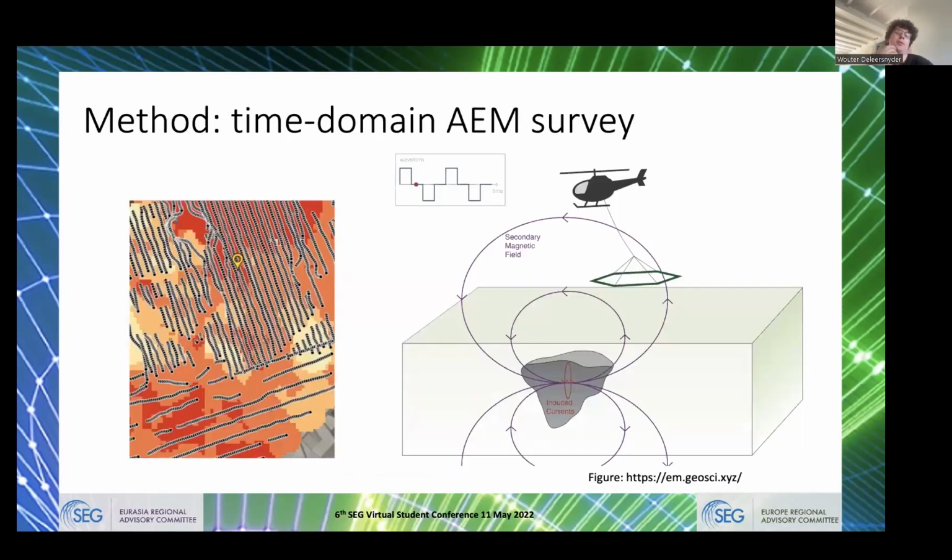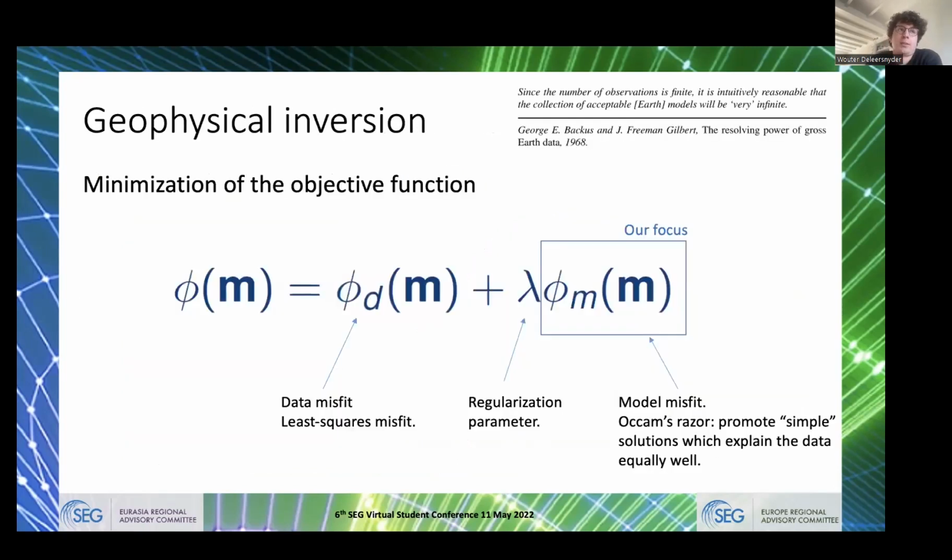So the map was obtained with time domain airborne EM data. A helicopter flew over the polders and emitted the transient magnetic field, and this is sensitive to the electrical conductivities. In turn, the electrical conductivities can be related to the salinity via petrophysical laws. So to go from the data to the actual image of the subsurface, we need to do some geophysical inversion, typically done with the minimization of an objective function.